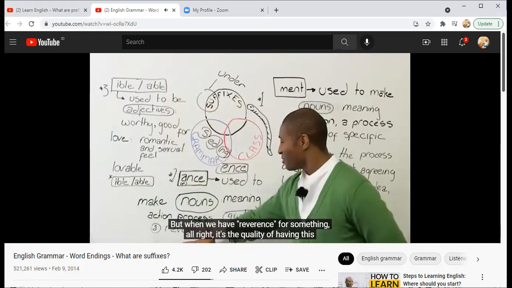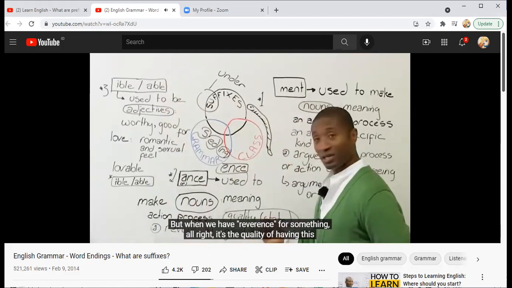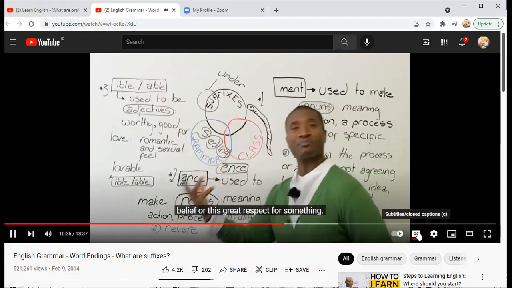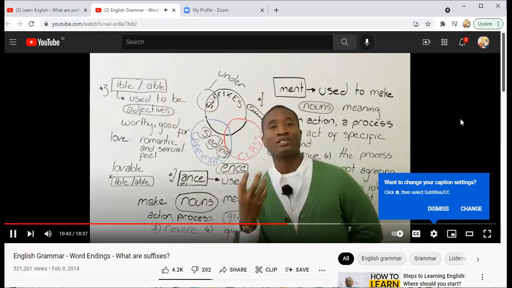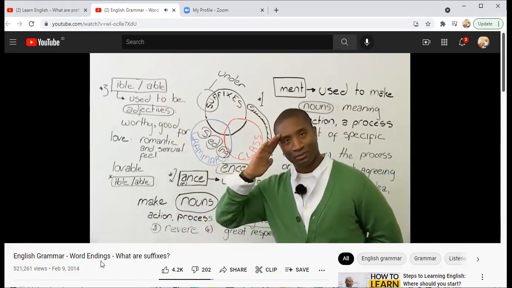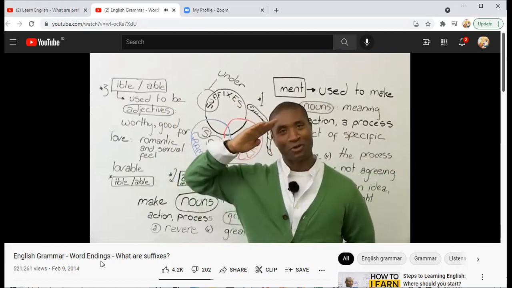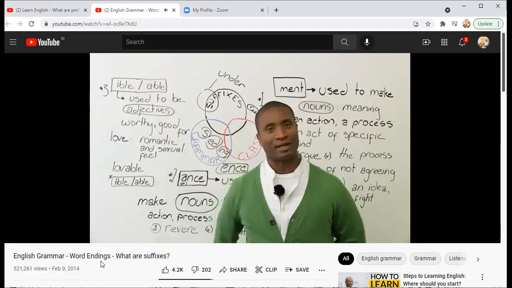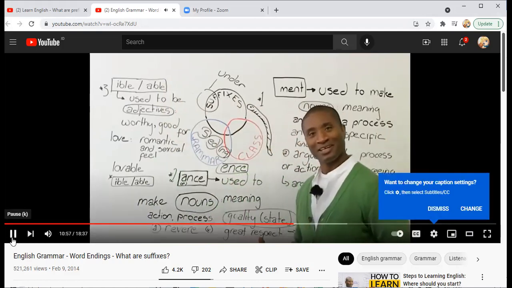But when we add reverence for something, it's the quality of having this belief or this great respect for something. So revere is to have great respect. Reverence is to be in the state of having it for something or someone. You know, show reverence for the flag. So you see the flag every time you salute. Wait for a second for all the people who fight for the flag. Yes, right. Show your reverence, a state of respect.